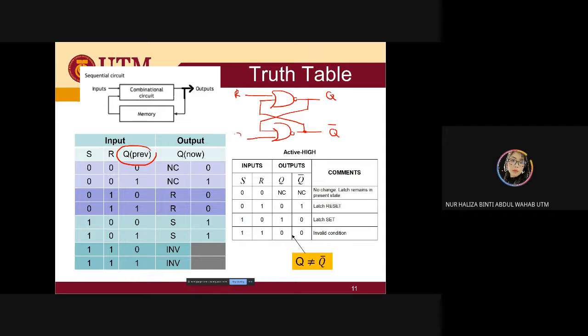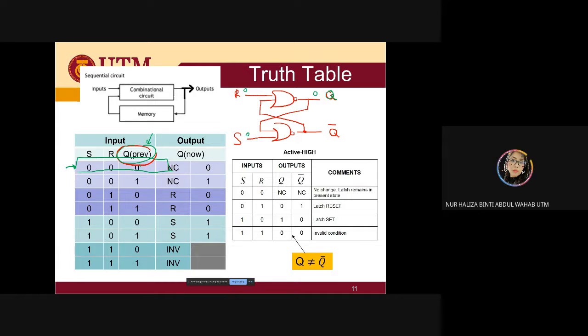This is my S. Let's say I have the input of S and R as 0 and 0. And then after that, the previous input of Q is already given. First, we look at this situation. We have 0 here. At the initial point, we call it initial point, the Q is 0.